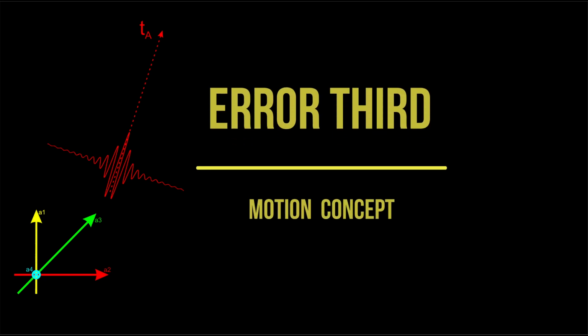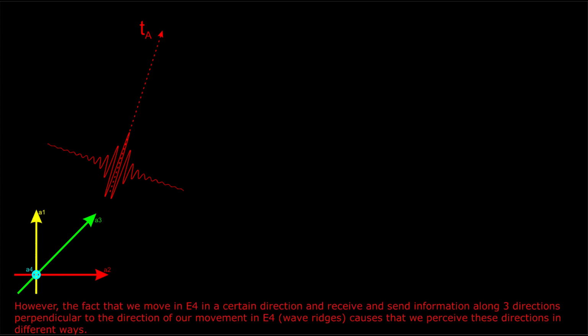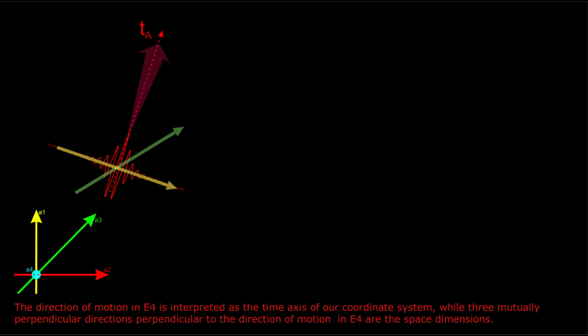Error third: motion concept. The particles exist in the four-dimensional Euclidean space. All four dimensions of the E4 are identical. However, the fact that we move in E4 in a certain direction and receive and send information along three directions perpendicular to the directions of our movement in E4 wave ridges causes that we perceive these directions in different ways. The direction of motion in E4 is interpreted as the time axis of our coordinate system, while three mutually perpendicular directions perpendicular to the direction of motion in E4 are the space dimensions.